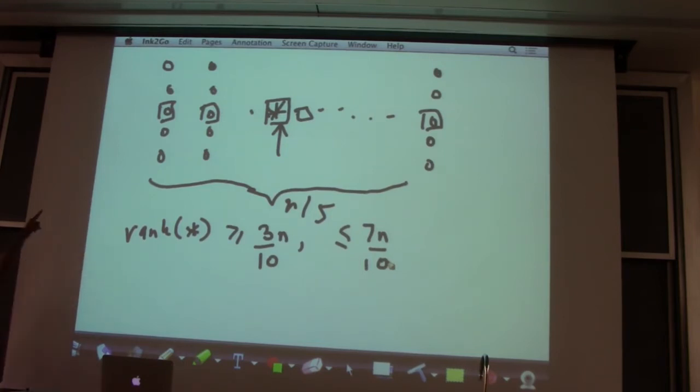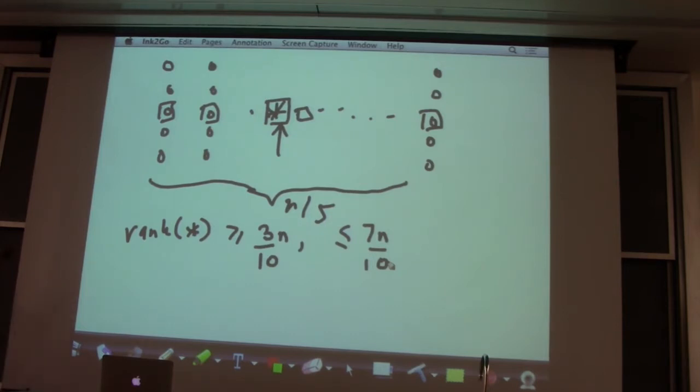Each of those elements has 2 elements below it, because each of those elements was a median. So they're guaranteed to have 2 elements below it. So the median is bigger than n over 10 elements, each of which has 2 elements below it. So it's bigger than n over 10 plus 2n over 10 elements. It's bigger than 3n over 10 elements.